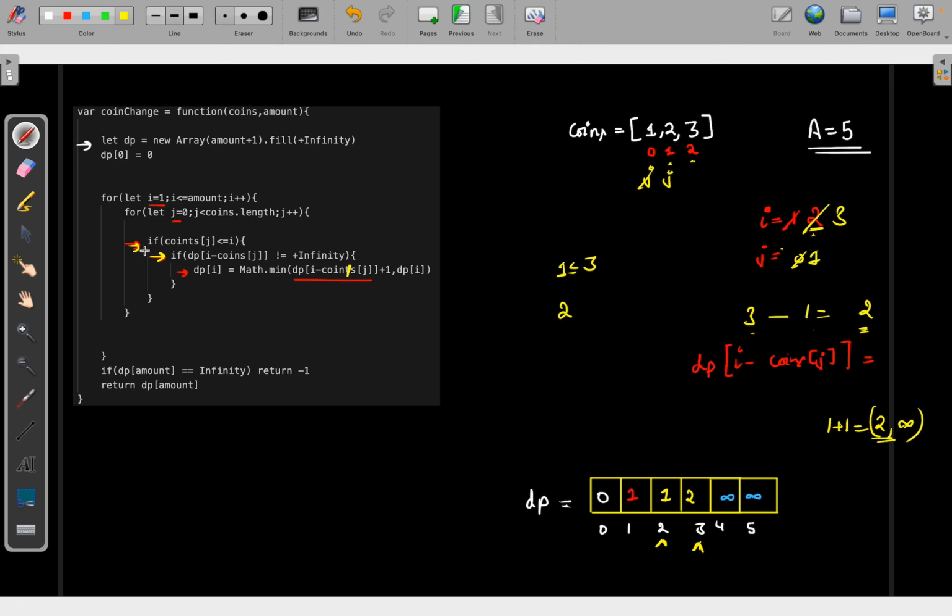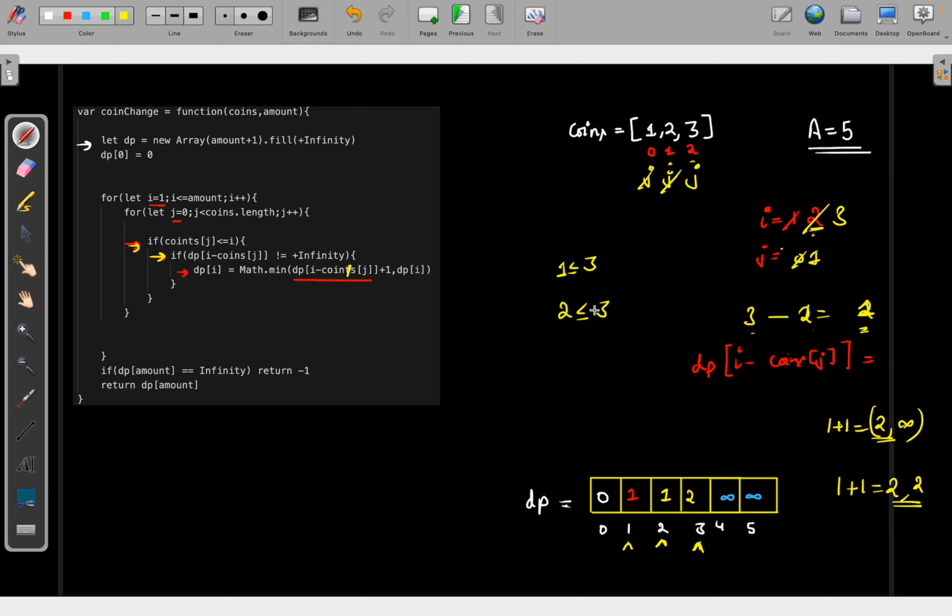Again, I will check is coins of j less than or equal to i. So yes, 2 is less than or equal to 3. Again, I will check dp of i minus coins j. That means i 3 minus coins j 3 minus 2, that is 1. So dp of 1 is not equal to infinity. Yes, it is not. So min of dp of i minus coins j plus 1. So dp of 1 is 1, plus 1, that will be 2, and dp of i, what is dp of i? That is dp of 3, that is also 2. So 2 and 2, which is minimum? 2 only. So I have updated with 2 only.